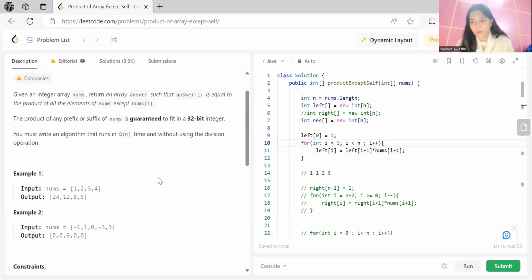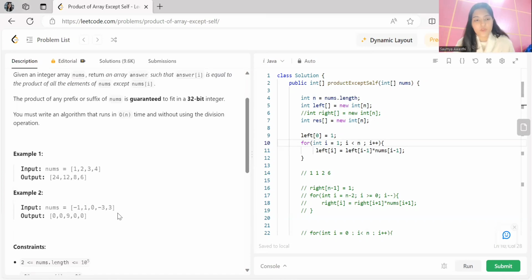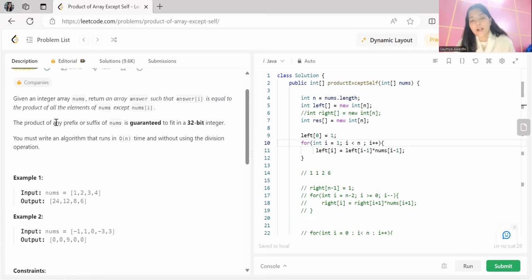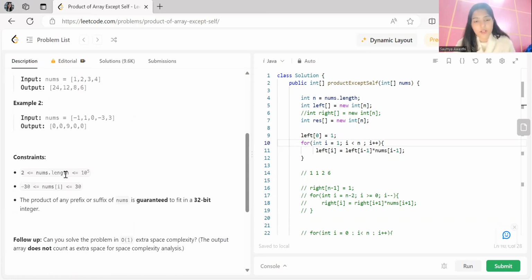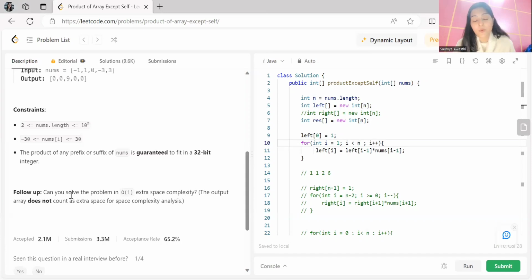So that is what our problem statement is, and that's what we're supposed to do. One thing they have clearly specified is that they're asking us to use an algorithm that runs in O(n) time, and we are not allowed to use the division operator. Here you can have a look at the constraints and follow-up part as well. If you can solve this problem in O(1) extra space complexity, also mention that the output array, because we have to return the array, does not count as extra space for space complexity analysis.